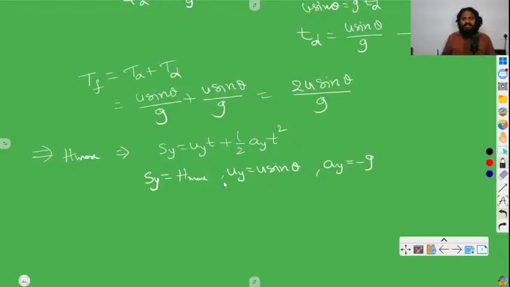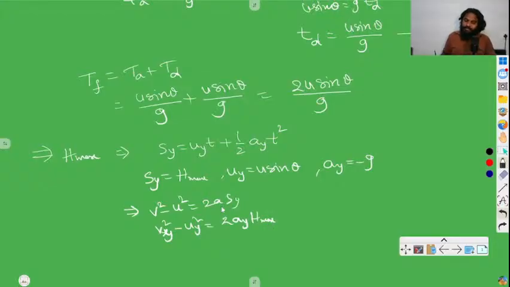Or else, in this equation you would have to substitute u sin theta by g also, and it becomes very complicated. Instead of using this equation, you can use v square minus u square is equal to 2as. It will be very simple. For example, vy square minus uy square is equal to 2 ay h max, because the displacement is along the y axis only.